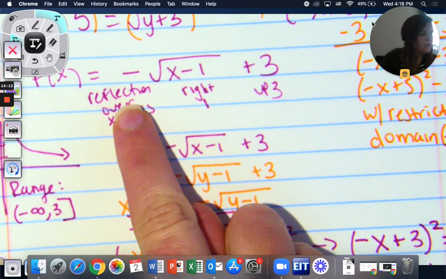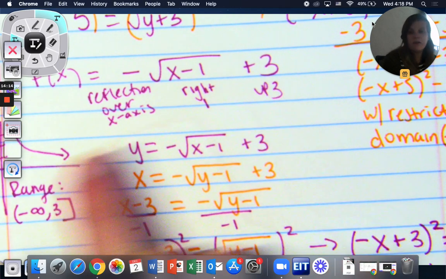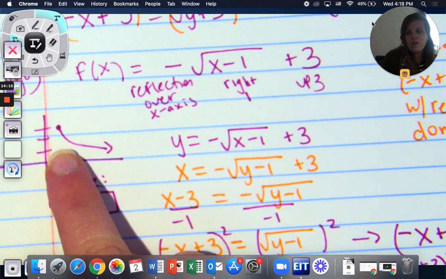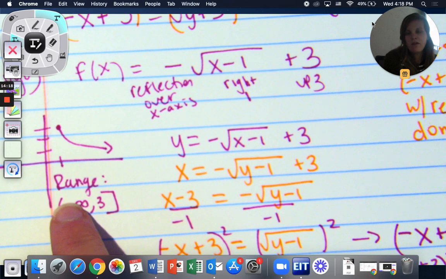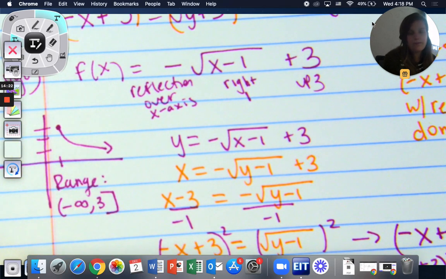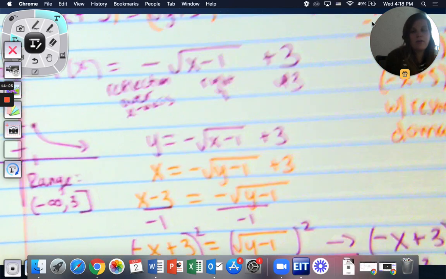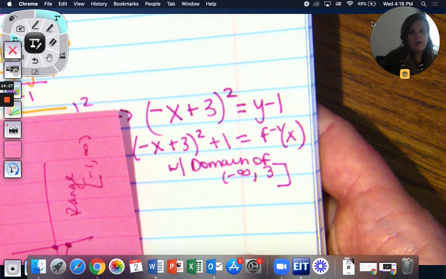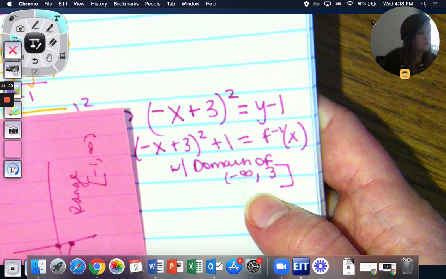Okay, but the negative is a reflection. It goes right 1, up 3. So here's my rough sketch. So the range of this would be from negative infinity, that's the lowest point. Highest point is positive 3. Okay, so that's how I got the domain down here of negative infinity to 3, because it's the original's range.